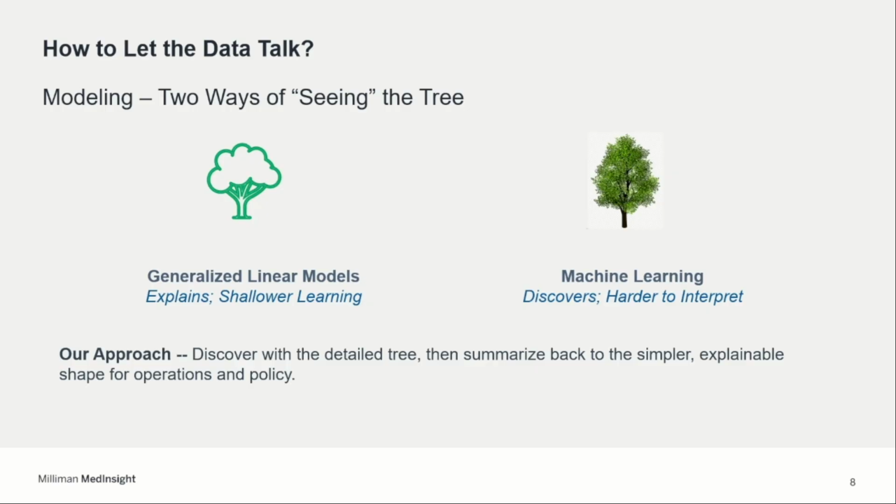On the other hand, on the right side, machine learning is a lot more sophisticated. It can be used to describe a fuller branching canopy. It's great for discovering thresholds and interactions of different factors. But of course, the downside is that it's often harder to interpret. So our approach has been to combine the best of both worlds: we do data discovery with the detailed tree, meaning machine learning, and then we summarize back to the simpler, more explainable shape so that it can inform operations and policy.